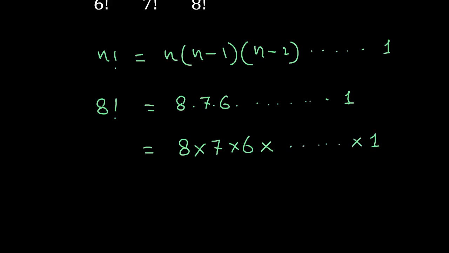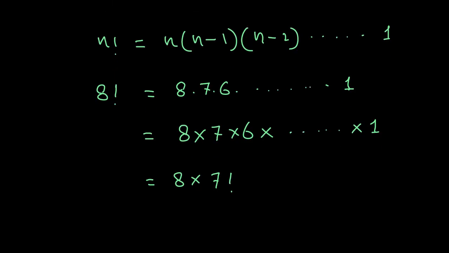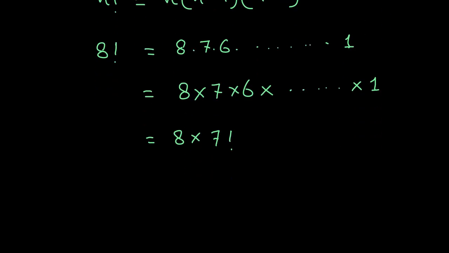Again, we can express factorial 8 as 8 times factorial 7. Similarly, we can write this again as 8 times 7 times factorial 6. So these are the properties of factorial.